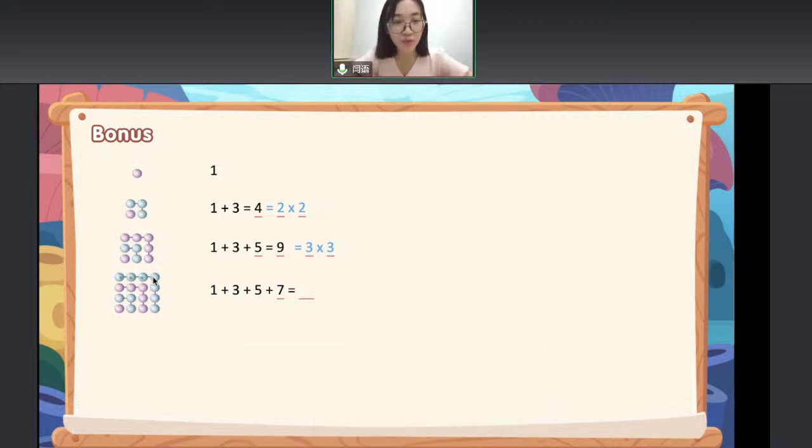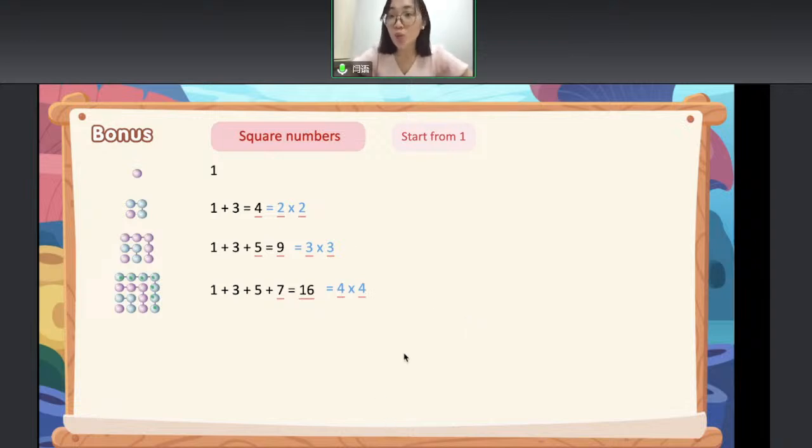1, 2, 3, 4, 5, 6, 7. Okay, so what is the sum here? It should be 16. How can we get 16? Also, an even bigger square, that is 4 times 4. Now, for this, actually you can find that for all these numbers, you can just get a square, right? So we just call such numbers square numbers.